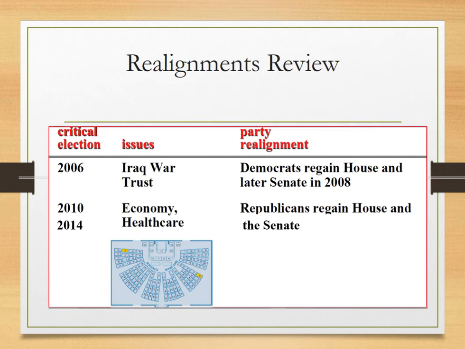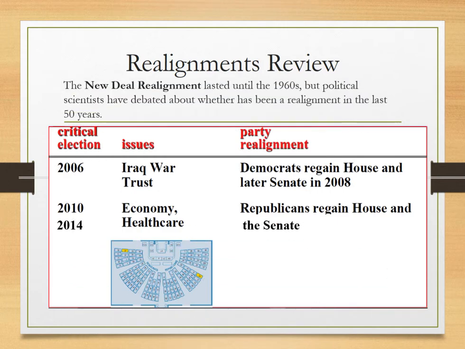Some would argue that it was the economy, but principally also healthcare reform, which became a very contested issue and was used in part to create new parties, really interest groups in some respects, such as the Tea Party. And so Republicans regained the House and the Senate, and by 2016, Republicans also regained the presidency, with Donald Trump becoming the 45th president. So the New Deal realignment, again, this is a repeat of the last bullet point, lasted to the 1960s, but political scientists have debated whether there has been a realignment in the last 50 years.